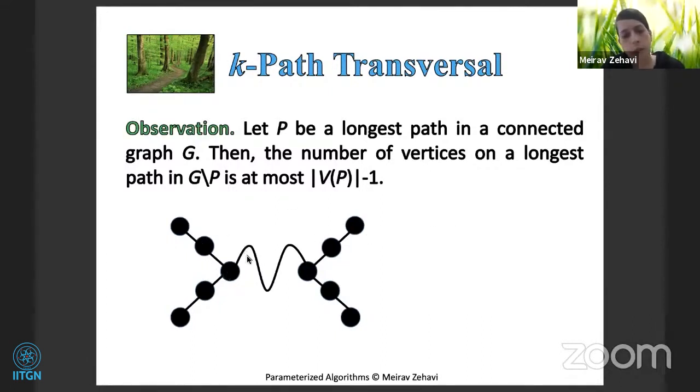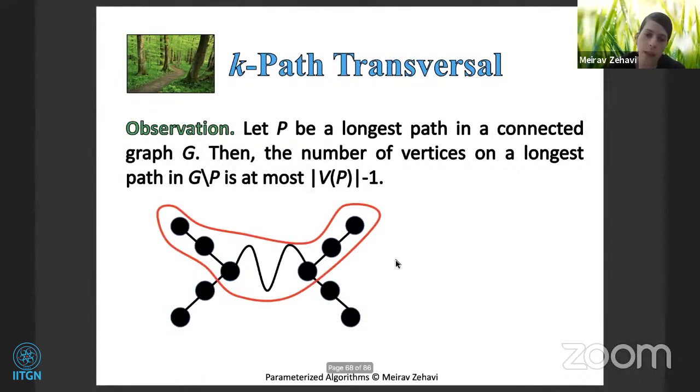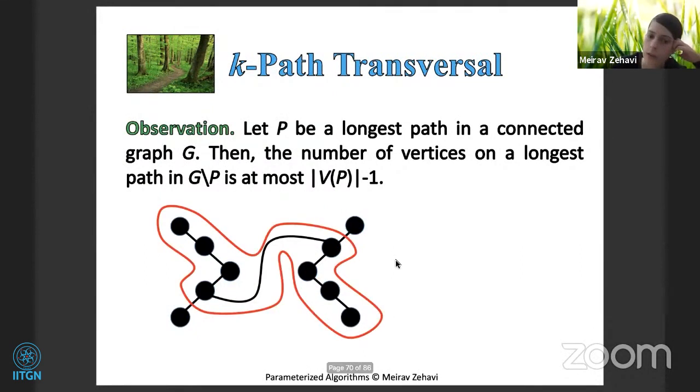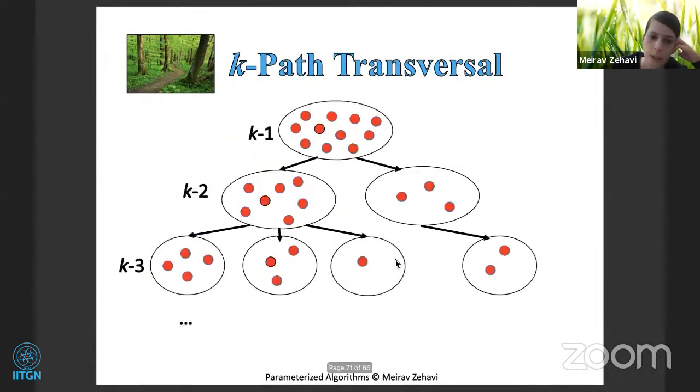For example, if you could reach one from the other by a path that looks like this, then here you have a path longer than before, 6 vertices compared to 5. If it was like this, then here you also have a longer path. This is just a picture to convince you that this observation is correct. So what does it mean for us? Whenever you take a longest path and remove its vertices, the size of the longest path becomes smaller.